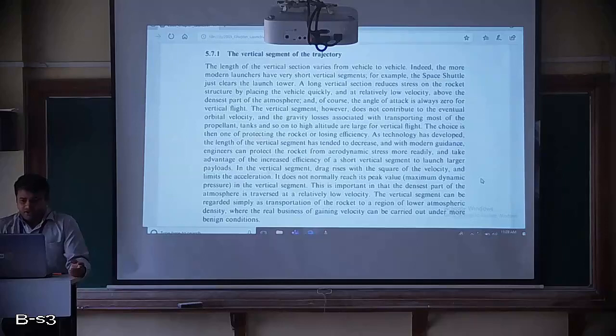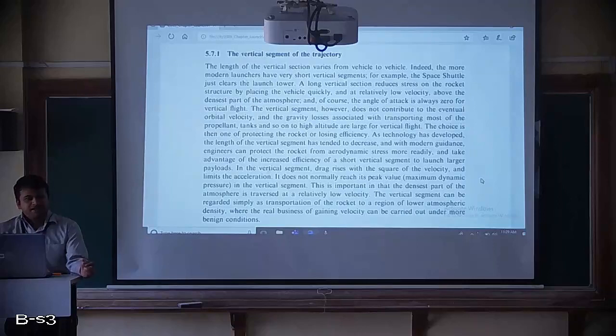We said that the modern space shuttles are just clearing the launch tower and taking the transition trajectories. Yes or no? So now, a long vertical section, what will it do actually? It will reduce the stress on the rocket structure. If the vertical segment is very big or long, with a long vertical takeoff section, what it does actually is reduce the stress on the rocket structure by placing it quickly.